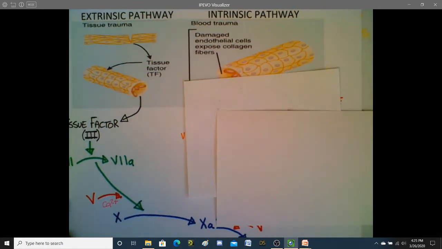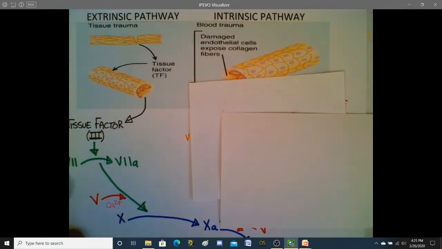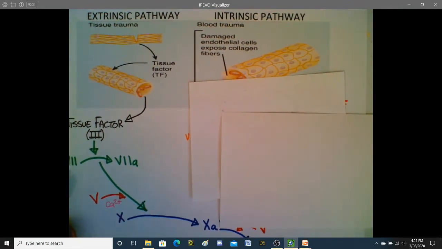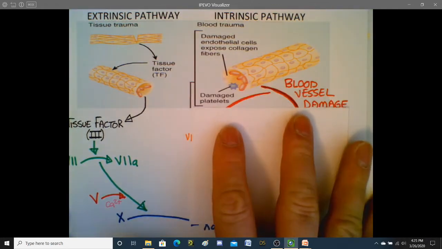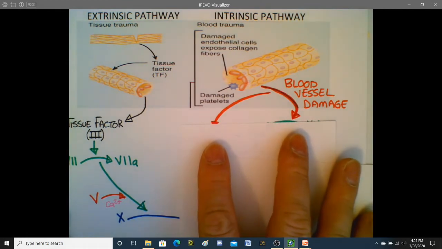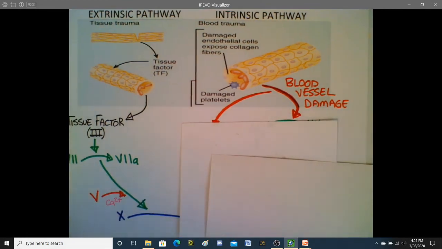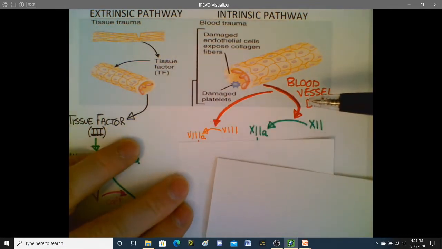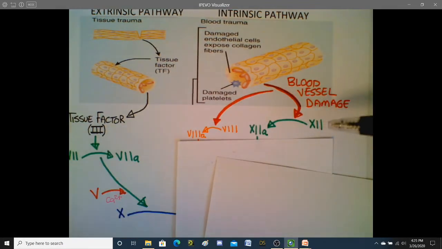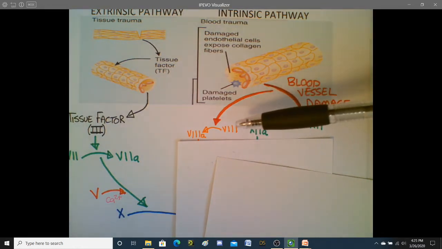All right. So that is the extrinsic pathway. Now, we have another pathway called the intrinsic pathway. The intrinsic pathway is a completely different pathway that forms a blood clot. It's going to be initiated by the blood vessel being damaged. So now we've sliced the blood vessel. It's going to be leaking out two different clotting factors: clotting factor 12 and clotting factor 8.